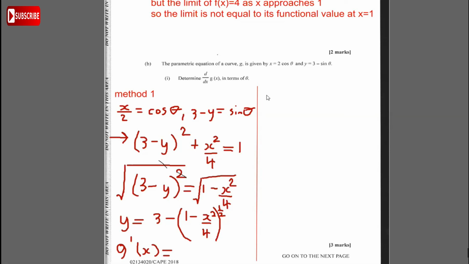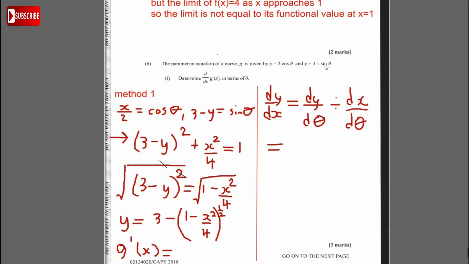The parametric way is to say that g of x is really y. So really what they're asking you to find is dy by dx. This is now method 2, which most people will do. dy by dx is equal to dy by d theta, divided by dx by d theta. This is dy by dx. And so what you're going to get is dy by d theta, differentiating this with respect to theta.